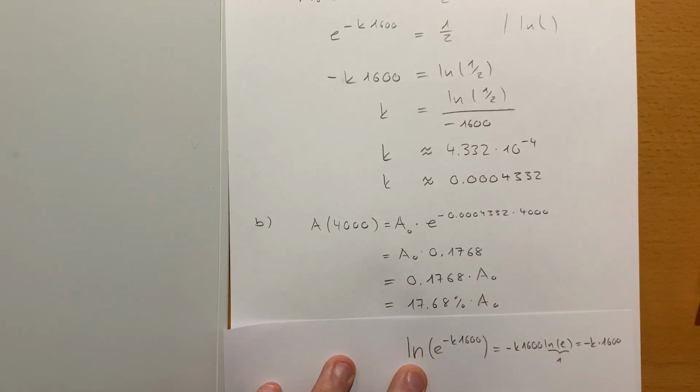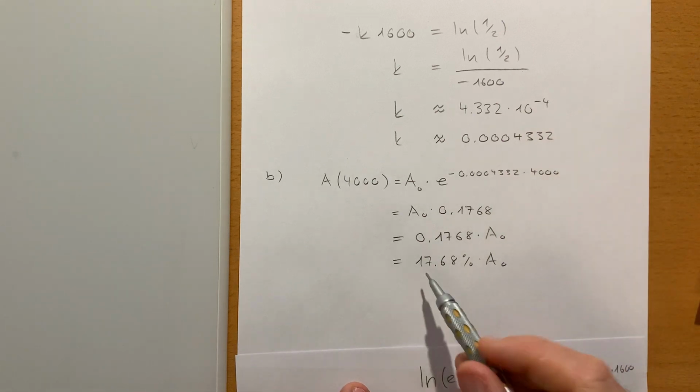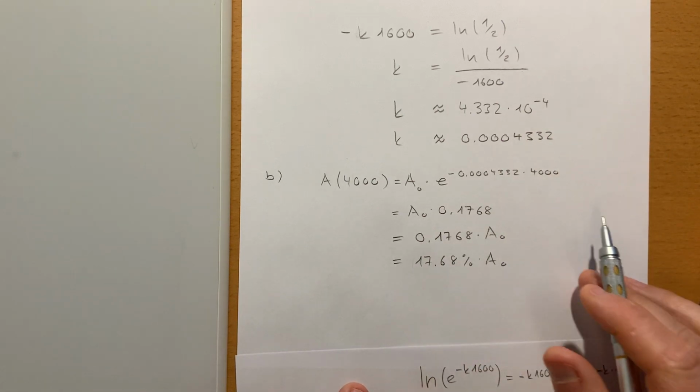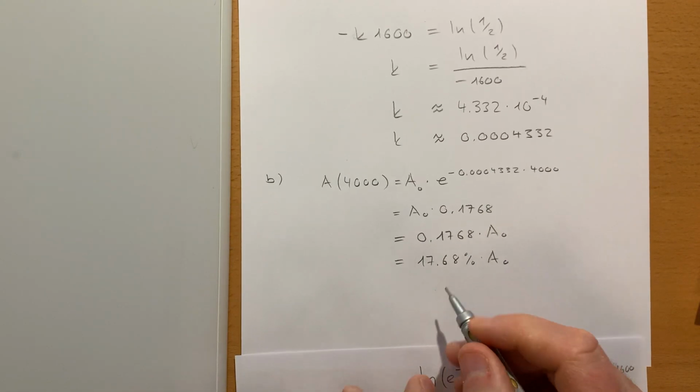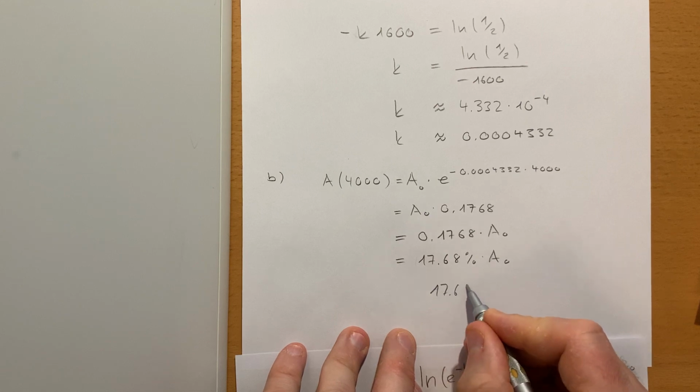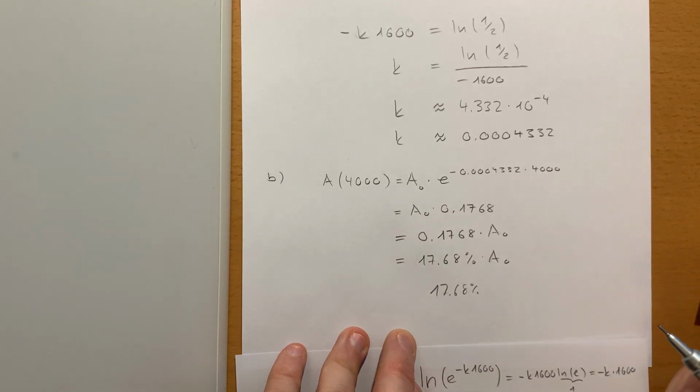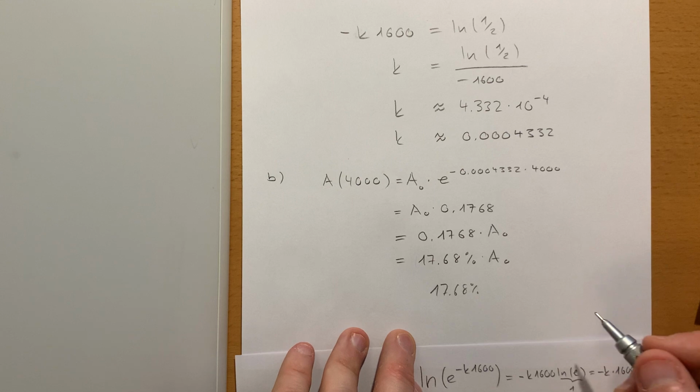So that means, find what percentage of the original amount of radium will be remaining after 4,000 years. It will be 17.68%. 17.68% of the initial value will be remaining after 4,000 years.